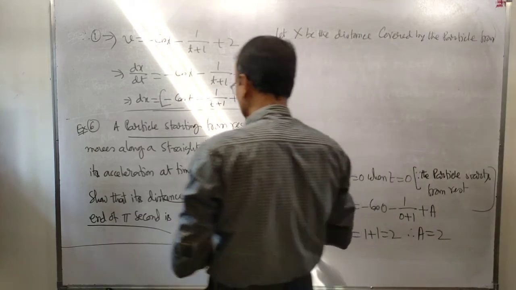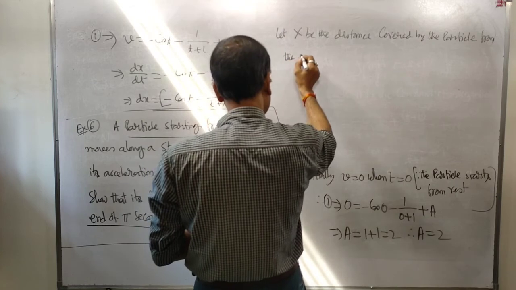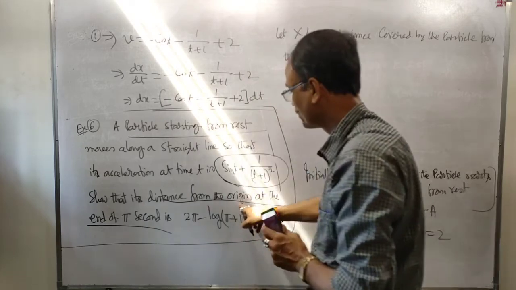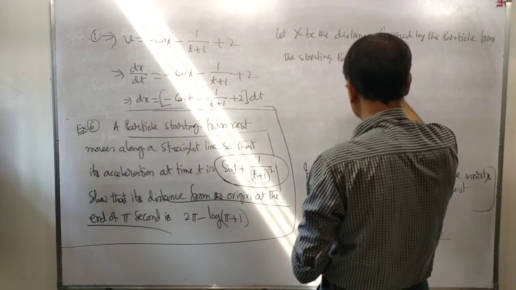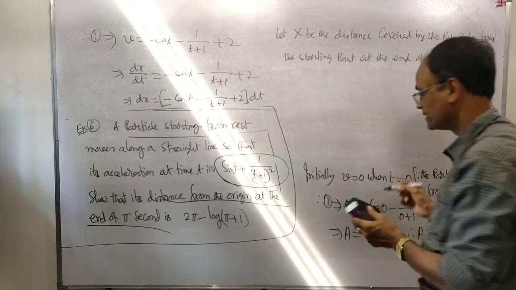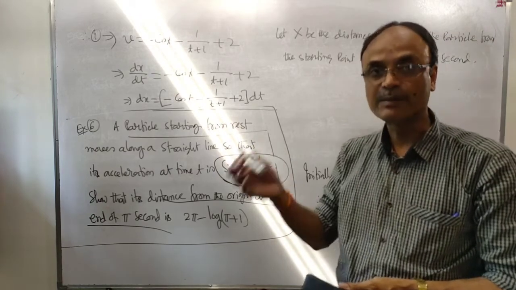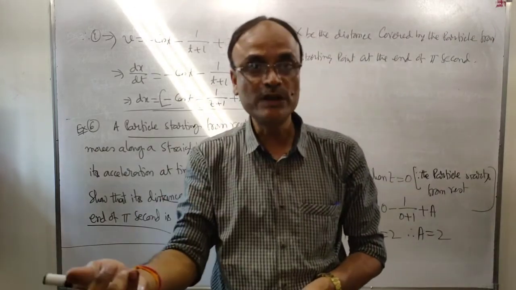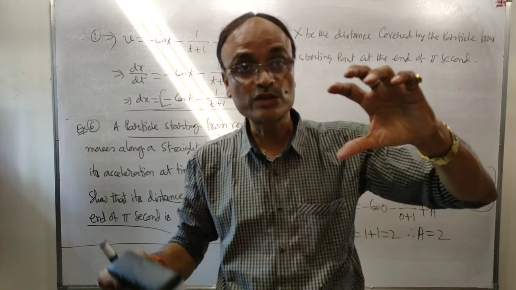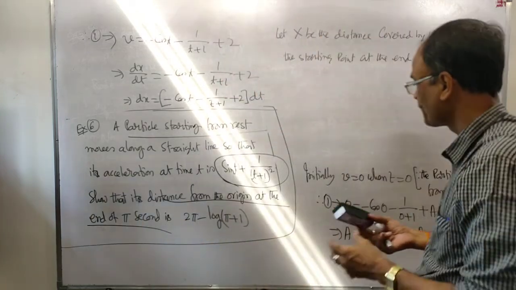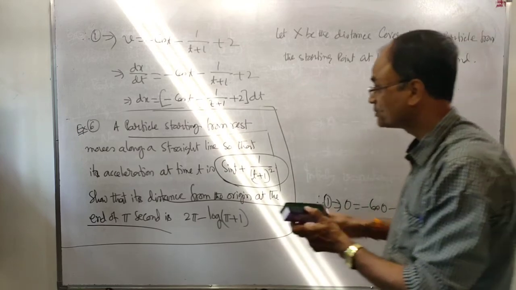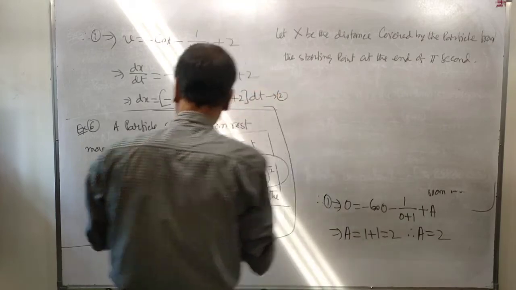From the origin at the end of pi second. Suppose X is the total distance traveled by the particle from the initial position up to the position when it travels a total time of pi seconds. Suppose this is number 2. This is number 2, dx equal to this.